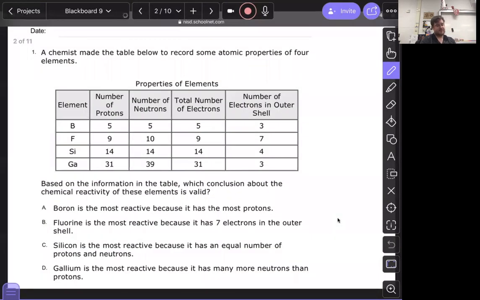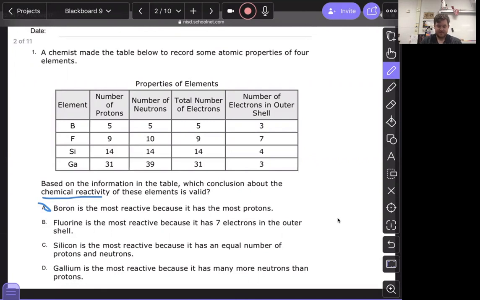Another highly missed question is number 1. A chemist made the table below to record some atomic properties of 4 elements. Based on the information in the table, which conclusion about the chemical reactivity of these elements is valid? Boron is most reactive because it has the most protons. We have not talked about that one bit. I'm looking for chemical reactivity. Chemical reactivity is the trigger word for valence electrons. So as soon as somebody says chemical reactivity, you should automatically be thinking valence electrons.